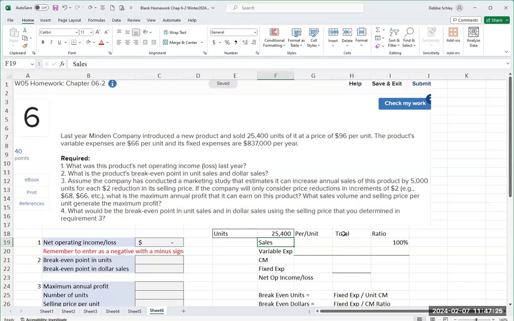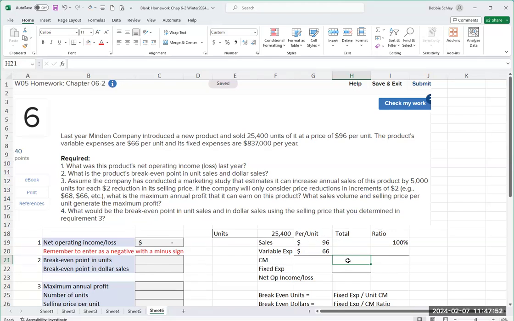At a price of $96 per unit. So my selling price per unit, right? Sales price per unit, 96. The product's variable expenses are $66 per unit, and its fixed expenses are a total. So see, I have a per unit, and then I have totals, and then I have my ratios.